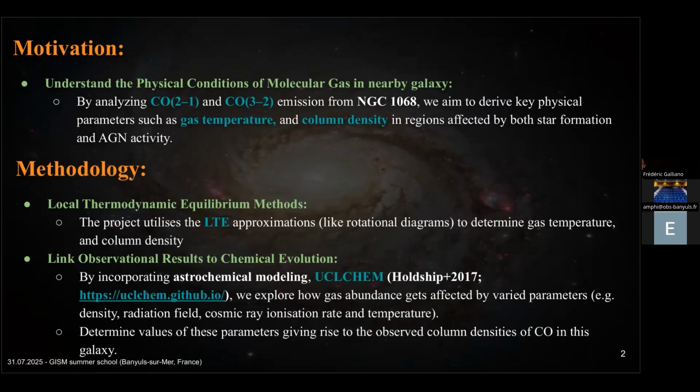For this, we used local thermodynamic equilibrium methods, like rotational diagrams, to determine the gas temperature and the column density. And then we linked the observational results to chemical evolution with the astrochemical modeling code, UCLCHEM, to explore how the gas abundance gets affected by these parameters, like density, radiation field, cosmic ray ionization rate, and temperature. Yes, and we determined the values of these parameters that give rise to the observed column densities of CO in this galaxy.